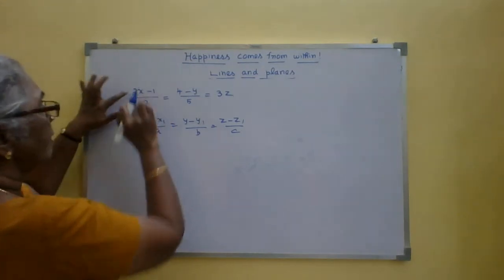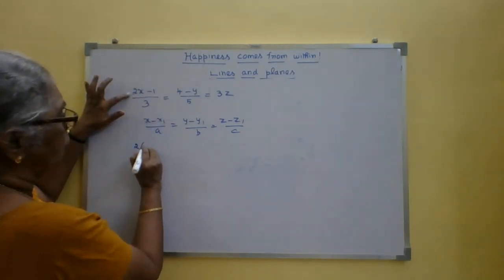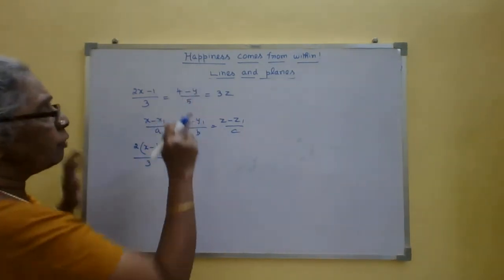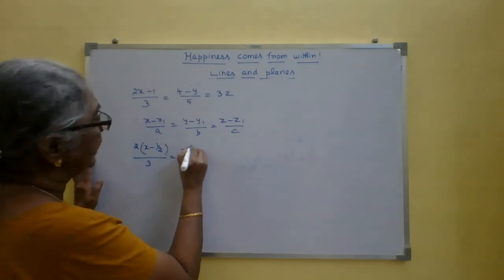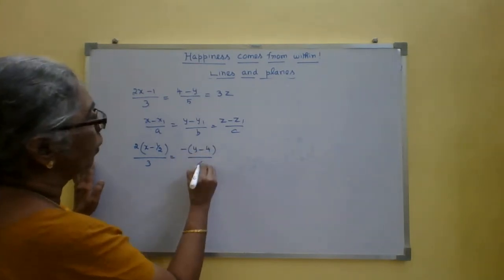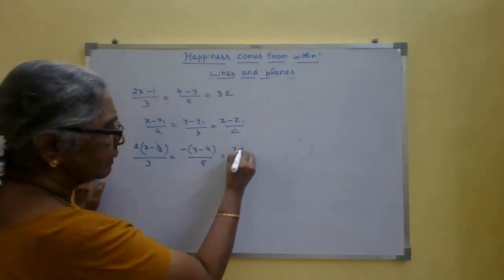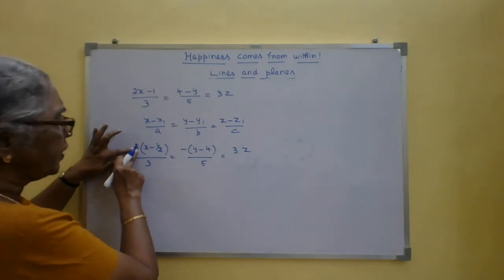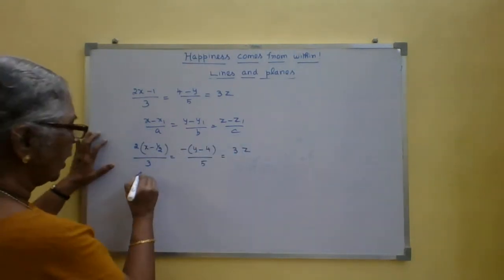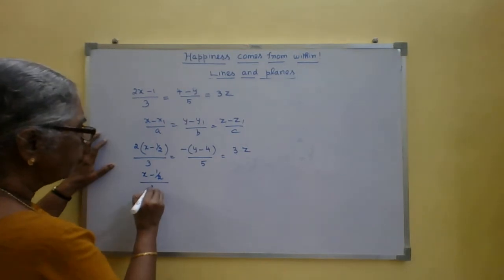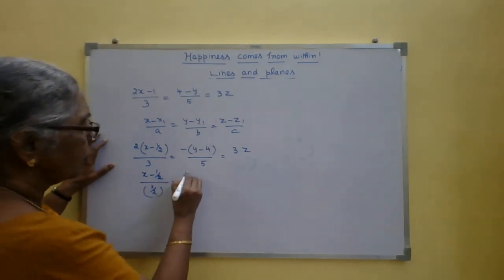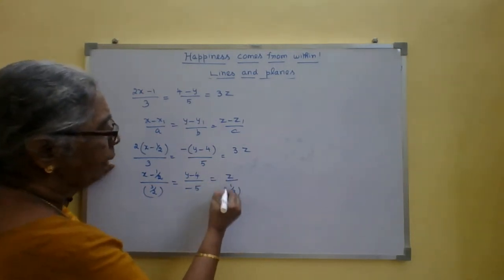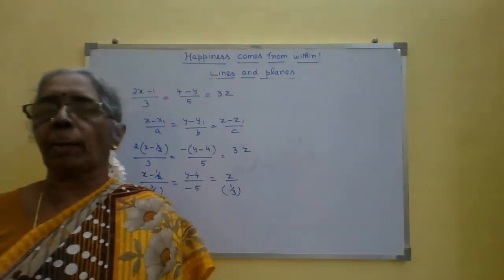Now, here take the coefficient of x out. You will get (x minus half)/3. Here the coefficient of y is actually minus 1. I will just take the negation out. I will get (y minus 4)/5. Here it is 3z, you write it as it is. Now that is not enough for us. Whatever be the coefficient we have taken out, we have to bring it down. So now I will get (x minus half)/(3/2) = (y minus 4)/(minus 5) = z/(1/3). This 3 will come to the denominator as 1/3.